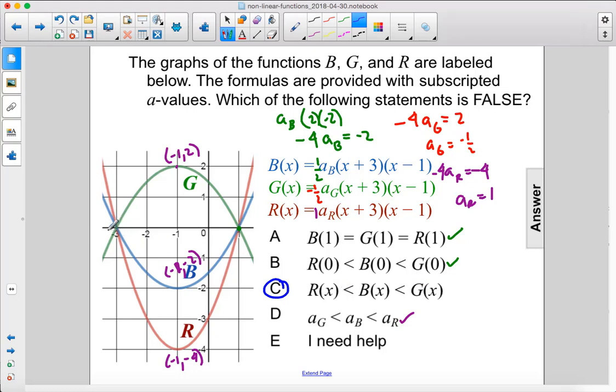However, if your x value is less than -3 or greater than 1, you see that these switch positions. All of a sudden, G will be the lowest value. And so because it doesn't hold true over all x values, this is our answer here, C.